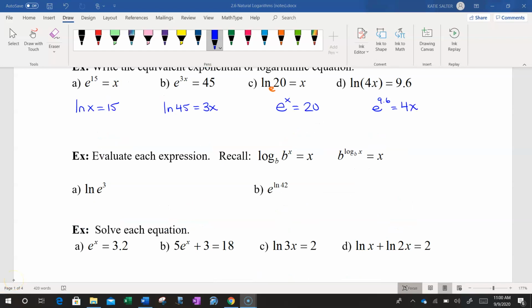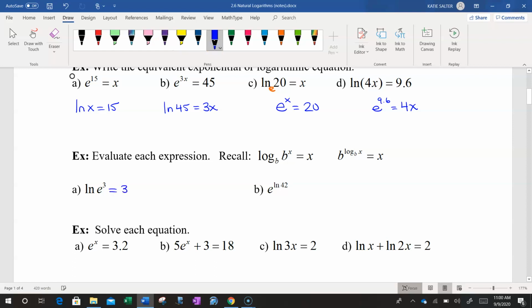All right, so recall, we just talked about these above: log base b of b to the x equals x, and b raised to log base b of x equals x. These are our inverse properties. So look at A right here. It says the natural log of e raised to the third power. Automatically, you would do the natural log of the exponential, so they undo each other, and the answer is just 3.